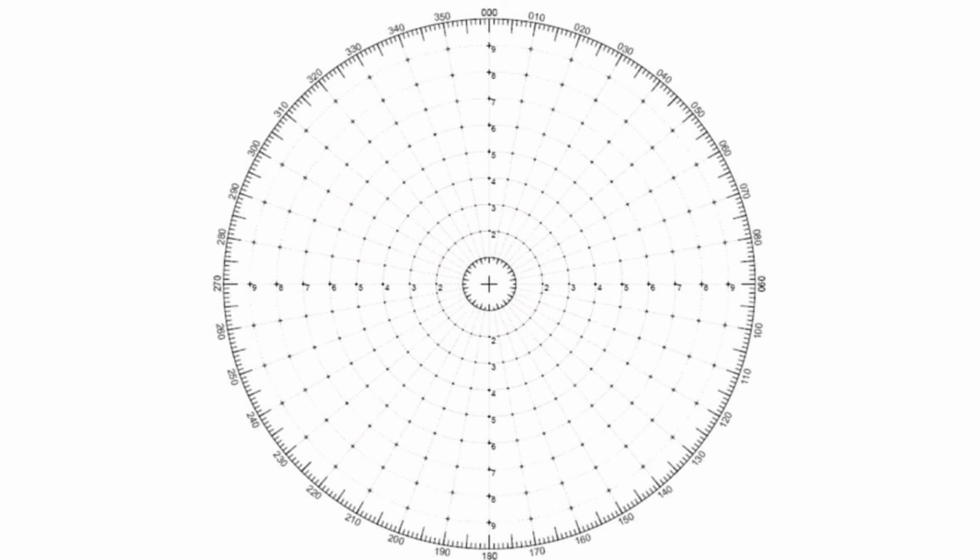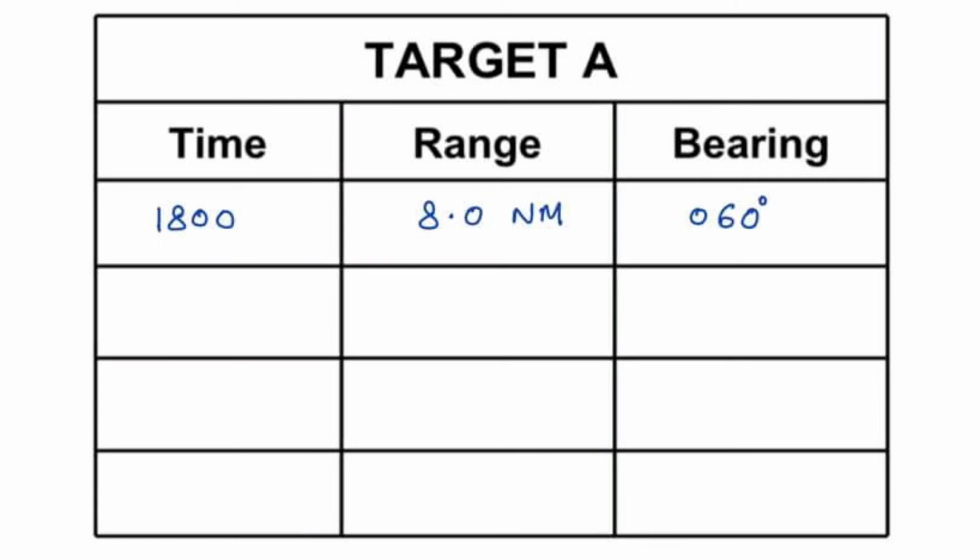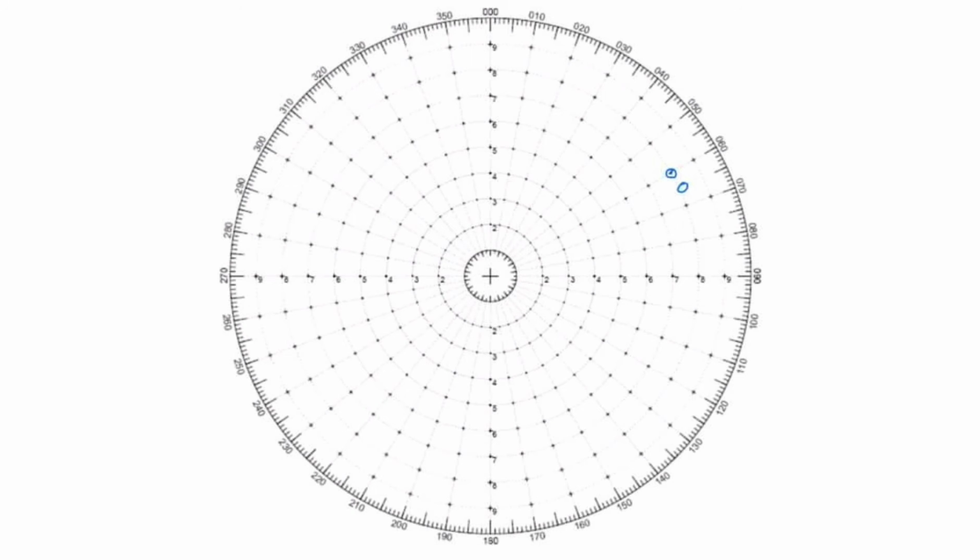This is what the radar plotting sheet looks like. Let us say we noted the following bearing and range at 0800 hours. So, you see the graph. And then, let us plot this on the radar plotting sheet. As you can see, there's a mark in here.